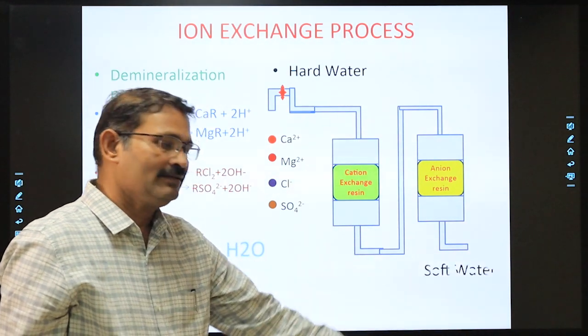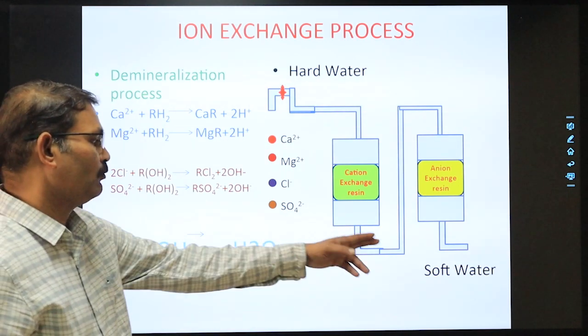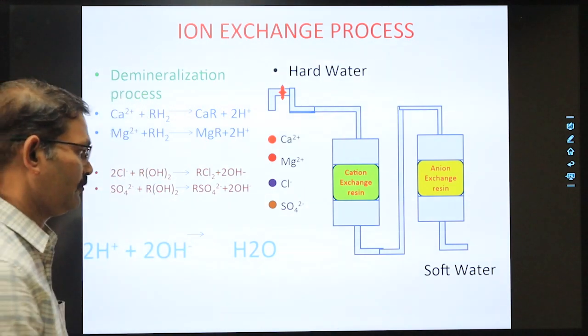Ultimately, what do we normally get? It is free from ions, so we will get soft water. The water is free from calcium and magnesium ions, so that's why we will get soft water.